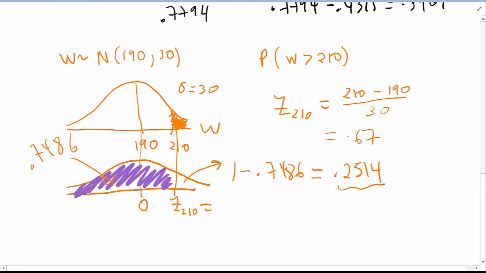About 25%, right? So this is really, really good information, and we can find out the percentage of values in a normally distributed data that fall within certain regions, right? Let's do another problem.